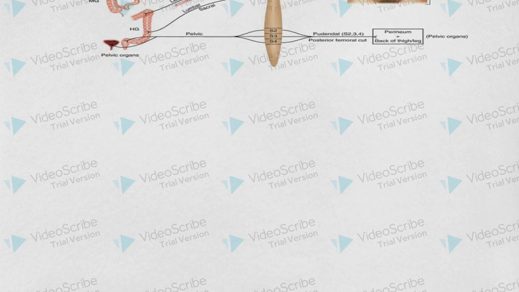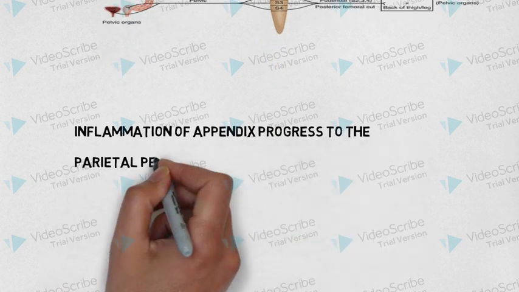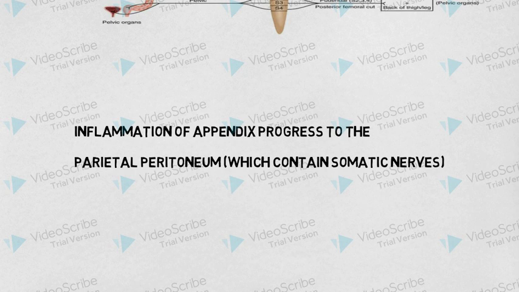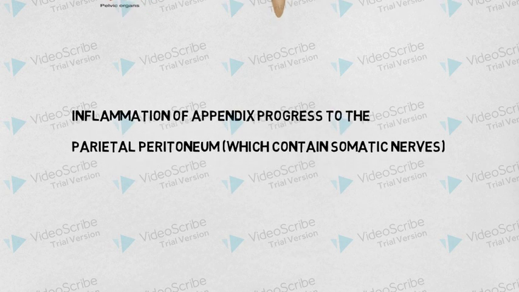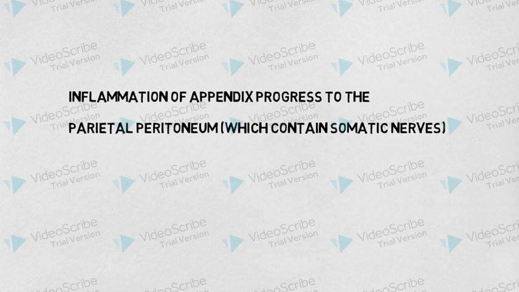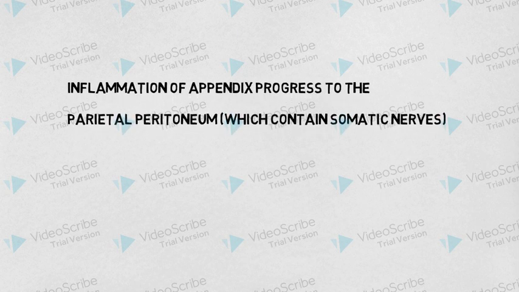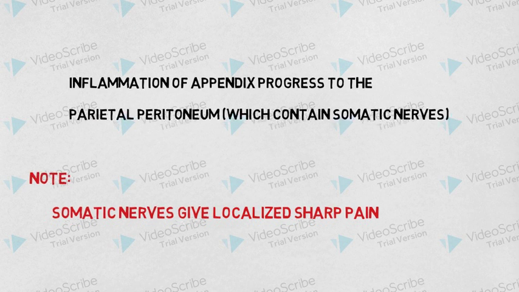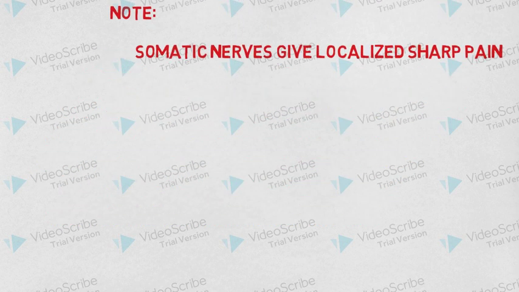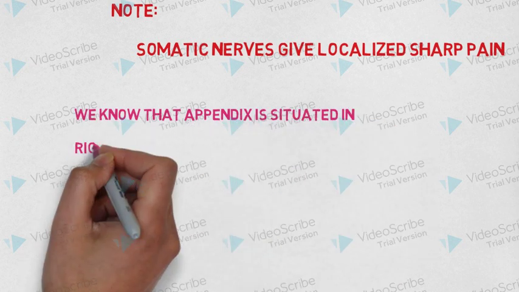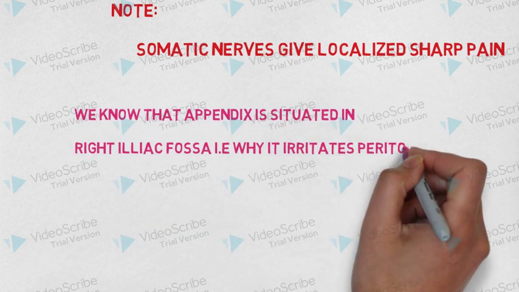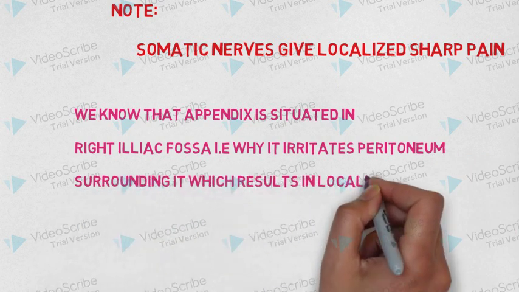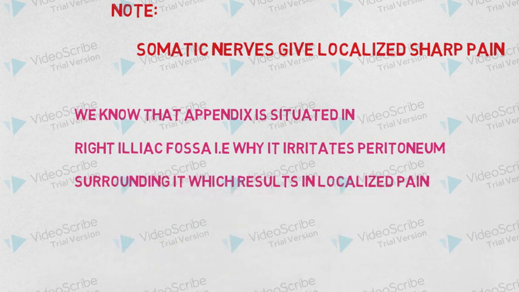Now when this inflammation progresses, we are gonna have the second phase. And when this inflammation progresses more and more, the inflammation irritates the surrounding structure of the appendix. And one of these important surrounding structure is peritoneum, which is supplied by the somatic nerves, and we know that somatic nerves give the localized sharp pain. And that's why in the second phase, after 2 or 3 hours, the patient gonna have the pain in the right iliac fossa, which is localizedly sharp.